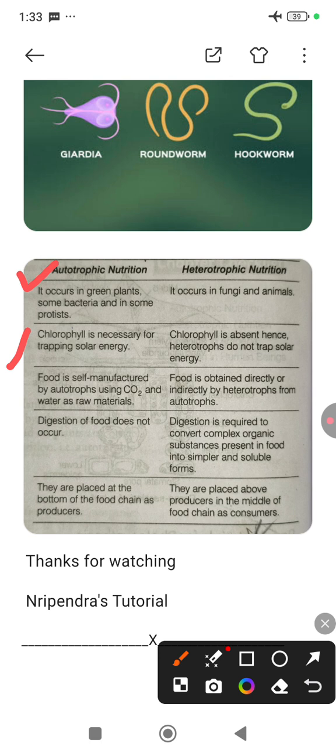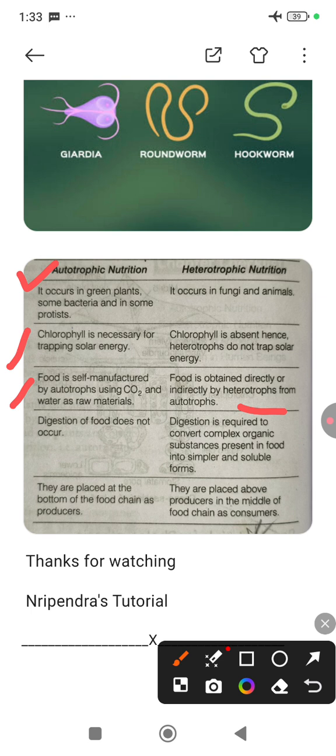But in the heterotrophic mode of nutrition, chlorophyll is not present, so they cannot trap solar energy, and they are not able to prepare their own food. Clear? Number 3: food is self-manufactured. That means autotrophs prepare their own food using carbon dioxide and water as raw materials. But in the heterotrophic mode of nutrition, food is obtained directly or indirectly by heterotrophs from autotrophs.